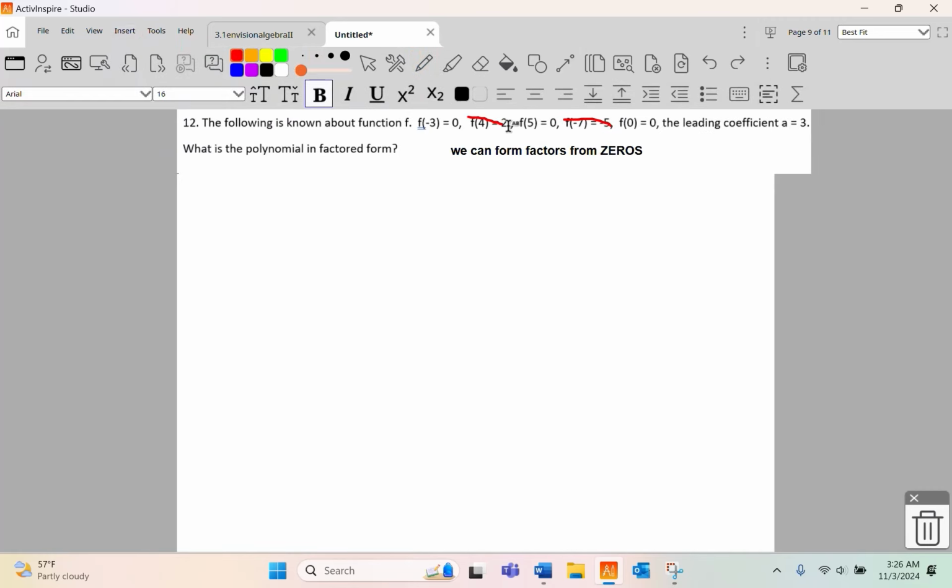And let's think about what this is. This is x equals negative 3, which as a factor is x plus 3, because what happens when you enter parentheses? It changes. There's another one that says x equals 5. As a factor is x minus 5. And there's another one that's x equals 0, which as a factor is x minus 0, which is just x.